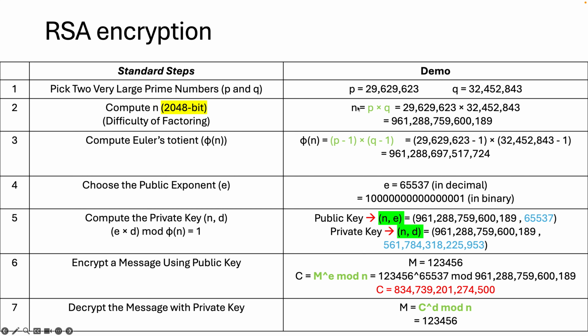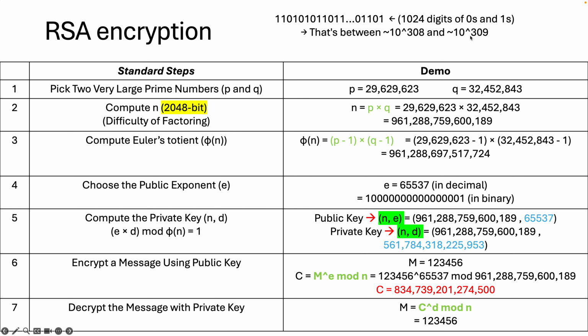And here to show clearly, we pick these two large numbers for demonstration. But in a real case, the two large prime numbers picked are much bigger. They have a binary length of 1024 bits, which is something like this. 1024 digits of zeros and ones, which is 308 digits long in decimal. It's a number between 10 to the power of 308 and 10 to the power of 309.